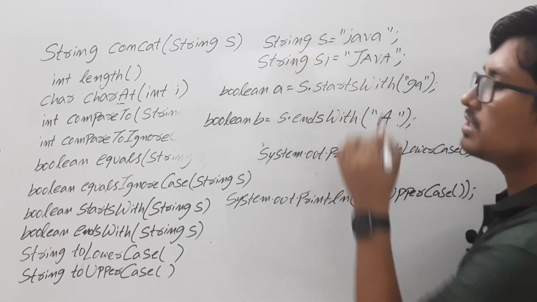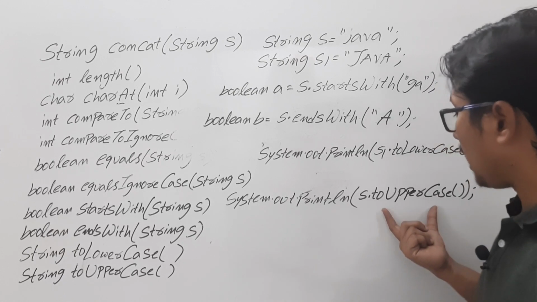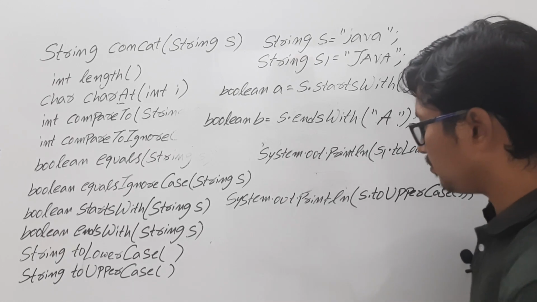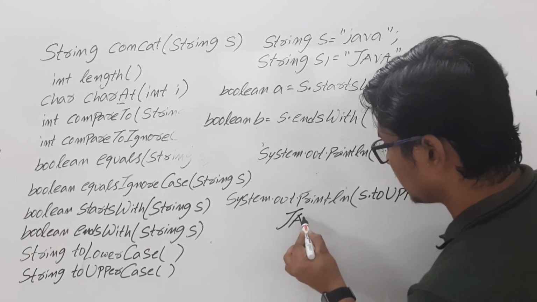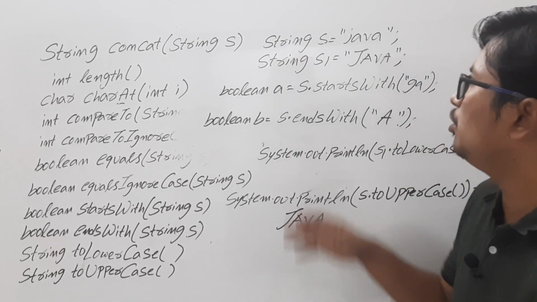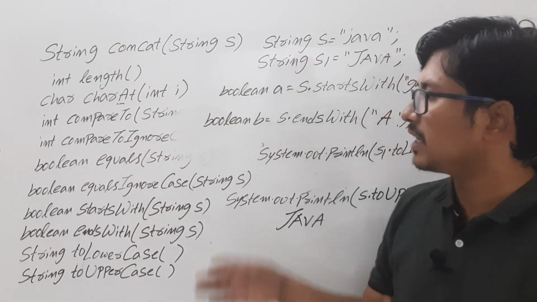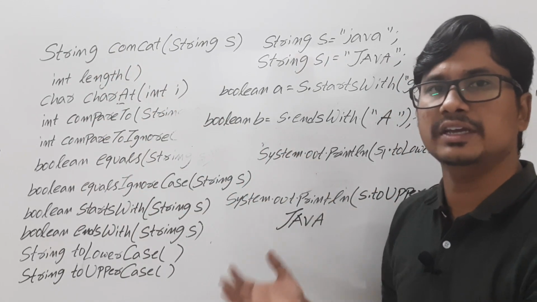Then look here. What is the string in the variable? Yes, java, which is in lowercase, and you are asking it to convert it to uppercase. This will produce the output as JAVA in uppercase or in capital letters. I hope you are able to understand all these methods. Now let me write a few more methods and discuss again with you all.